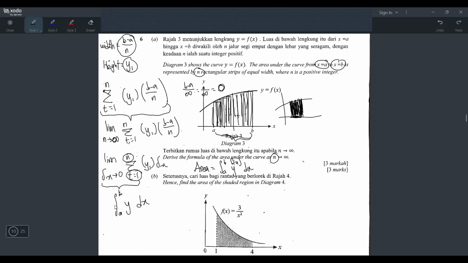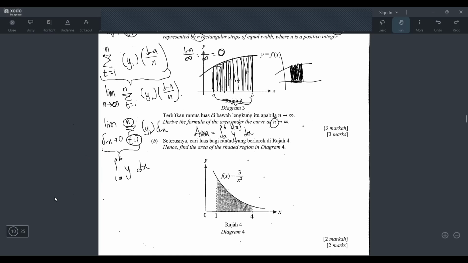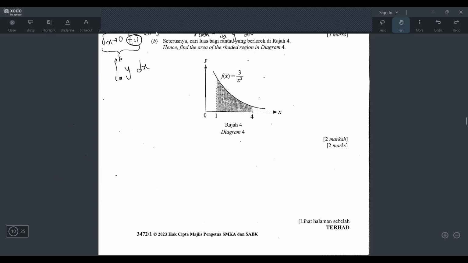So this one is the area formula, right? This is how we derive the formula. So it's actually integrate from a to b y dx, like that. Okay, so yeah, I think 3 marks, this is good enough, right? Okay, so let's continue with B.